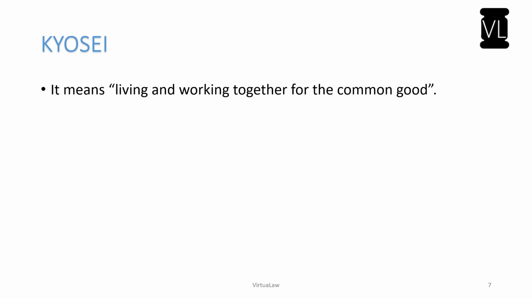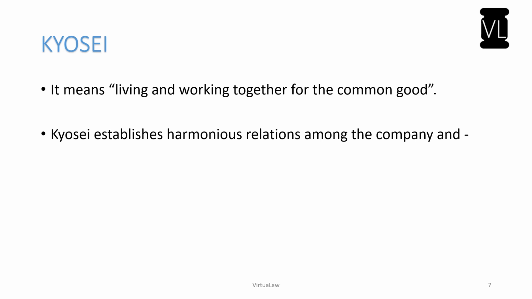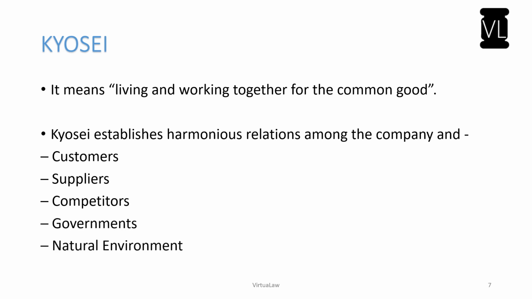Now, finally, the concept of kyosei. So kyosei is a Japanese concept, and the term kyosei means living and working together for the common good. So under kyosei, it establishes certain relationships which are harmonious in nature. So harmonious, like a friendly relationship among the company. So since we are saying living and working together for the common good, the company will work together with its customers, with its suppliers, with its competitors, with the governments, and along with the environment in order to be a Kyosei partner. So under the concept of Kyosei, the company will be termed as a Kyosei partner.